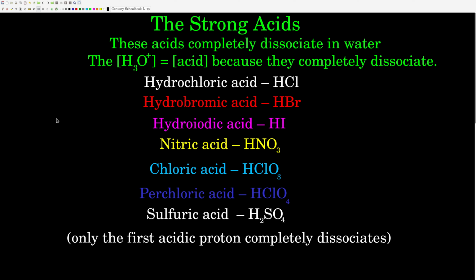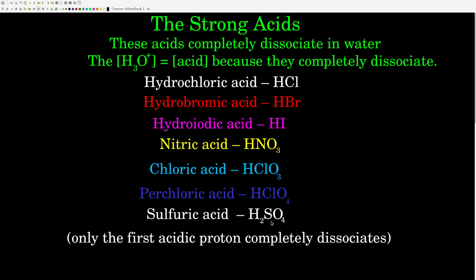And because they completely dissociate, the concentration of hydrogen ion or hydronium ion is exactly the same as the concentration of acid for a strong acid. So let's say we make a solution of nitric acid that's 0.123 molar, then we know that the concentration of hydrogen ion in that solution is 0.123 molar. And because we know the concentration of hydrogen ion, we can get the pH and so on.